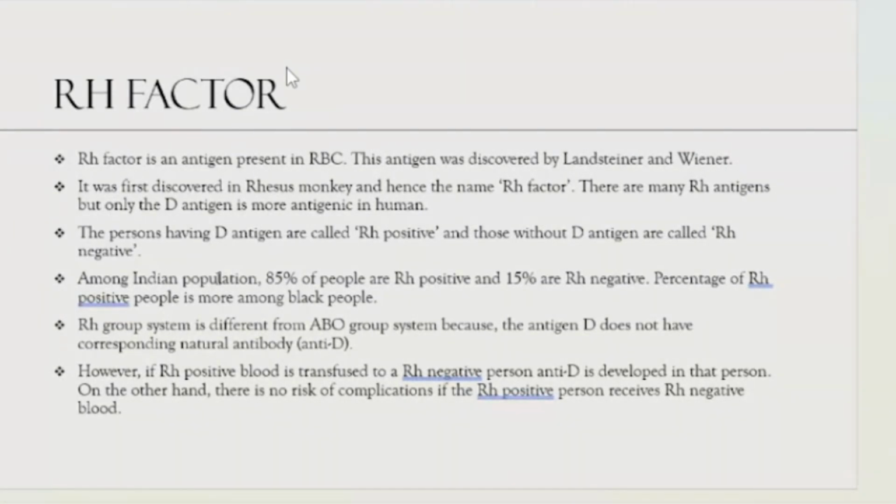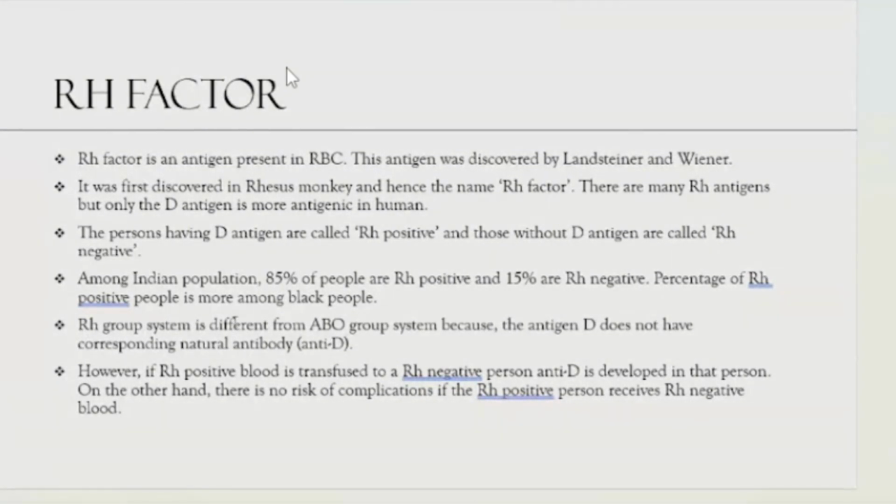And as I was Indian and Charity was Ugandan, we represented both populations, and in this we saw that among the Indian population, 85% had Rh positive and 15% had Rh negative, whereas the percentage of Rh positive was even more in black people.